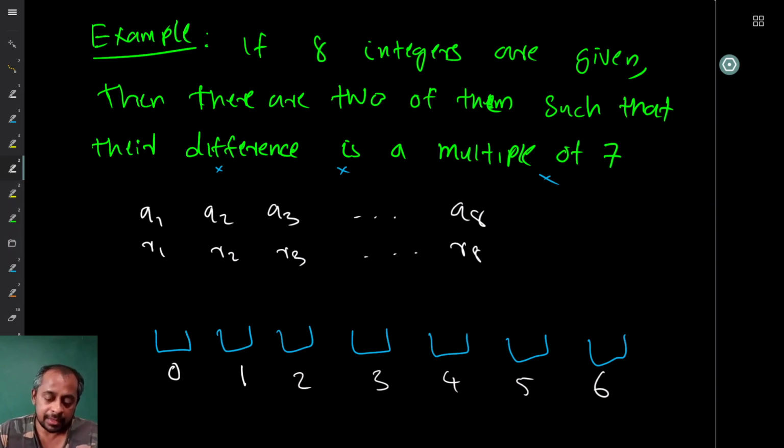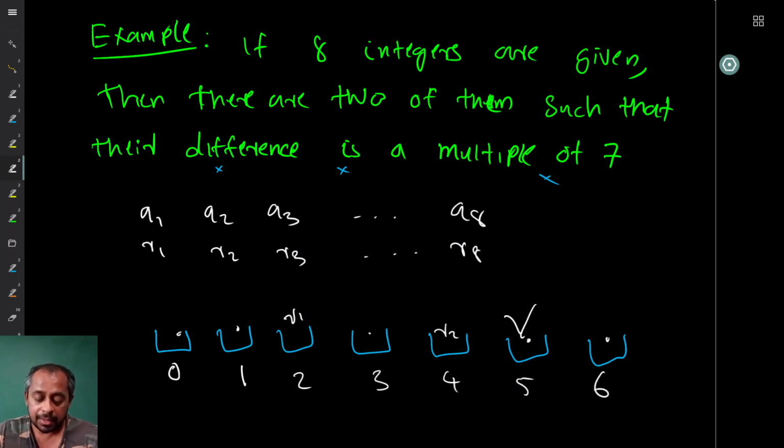Right? Because they are the remainders when divided by 7, so therefore it will be one of these numbers. So I'm going to put these 8 numbers into these boxes. So like an r1 goes here, r2 goes here, something like that, right? Now if I'm going to put it like this, then what do we know? Since there are 8 numbers, there will be some box in which 2 numbers will come, right? 2 of the remainders will be there.